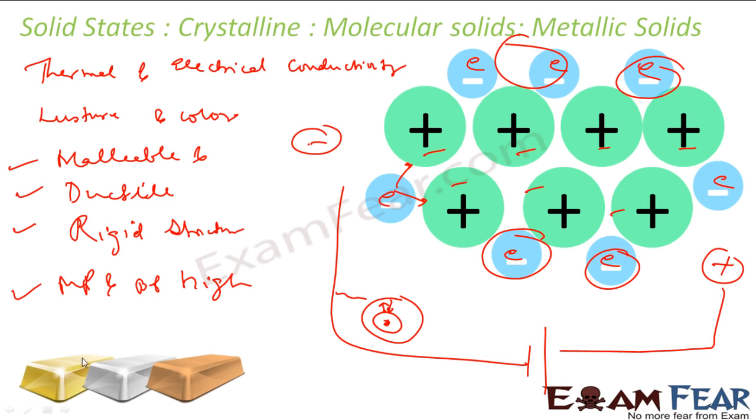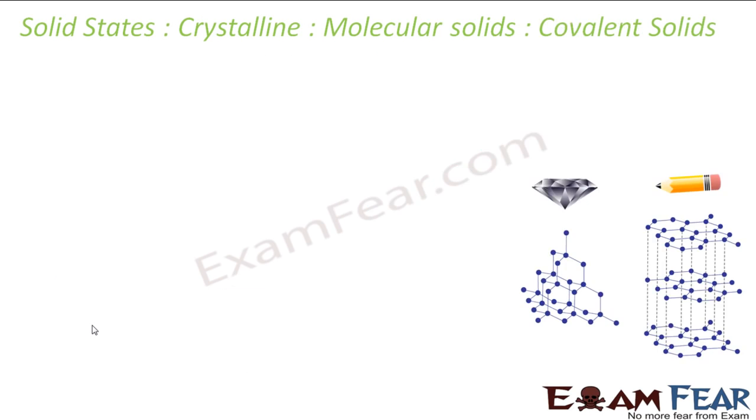For example, if you see gold, iron, copper, they have luster. They have high melting and boiling points. They are also conductors. Let's talk about the last crystalline solids, that is called covalent solid.